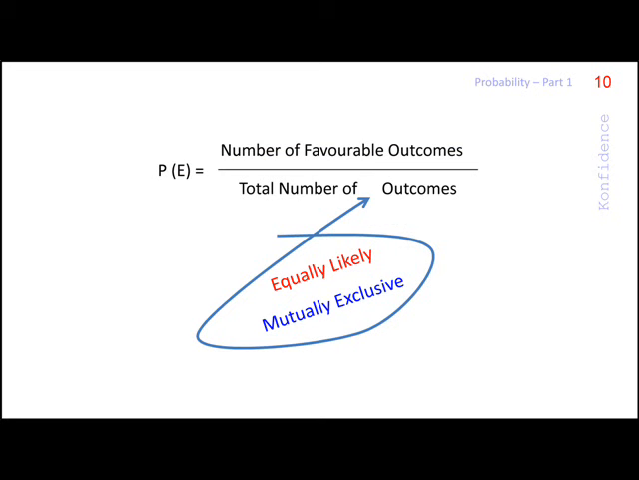It should be noted that in this classical definition of probability, all the outcomes of the experiment should be equally likely and mutually exclusive. This is something that should not be overlooked. The classical definition will not work when the outcomes under consideration are not equally likely or are not mutually exclusive.